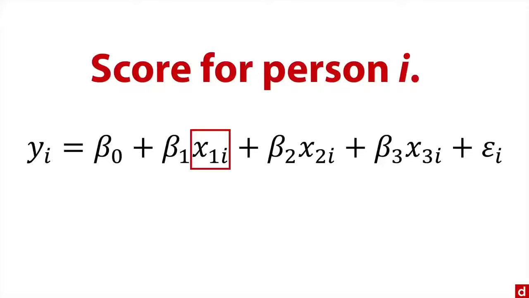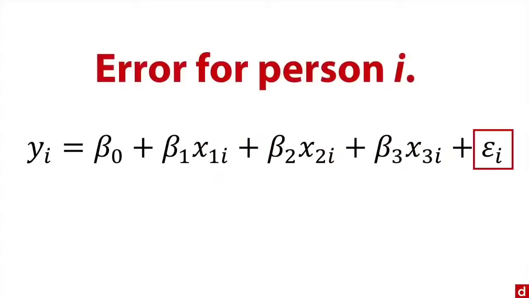And then we do the same thing for variables 2 and 3, and then at the end, we have little epsilon here with an I for the error term for person I, which says how far off the prediction was from their actual score. Now I'm going to run through some of these procedures and we'll see how they can be applied to data science.